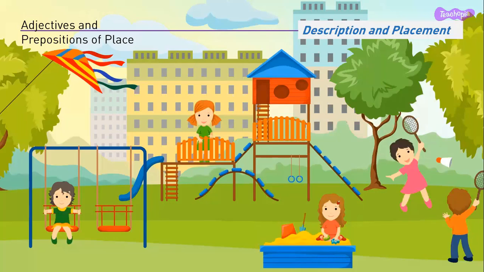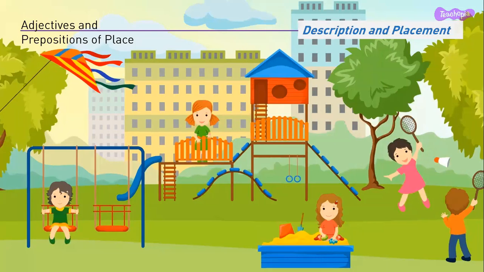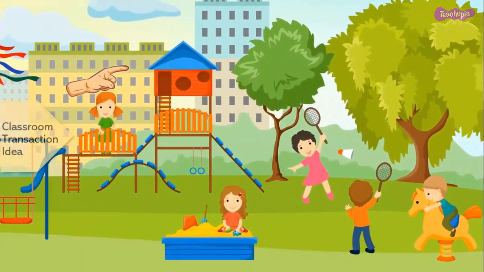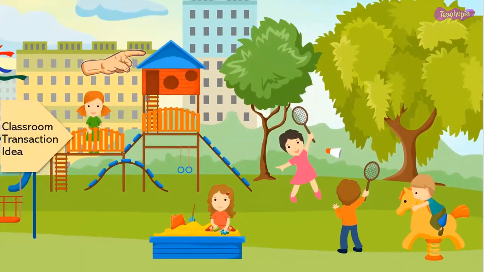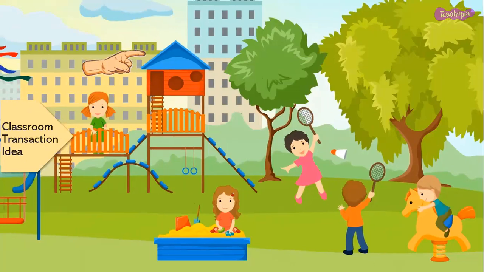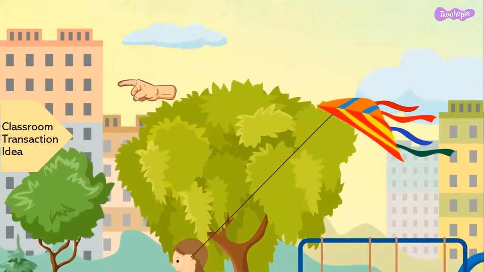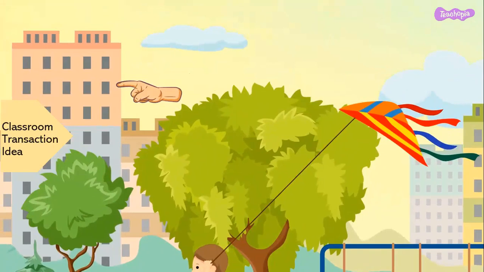So here the teacher can ask, where is a blue triangle? The learner can point at the blue triangle within the image and say, here is the blue triangle. The teacher can further ask, where are the gray rectangles? To which the learner can again point at the image and say, here are the gray rectangles.